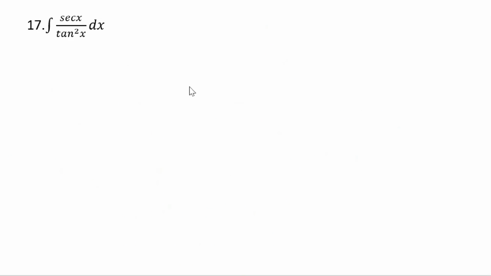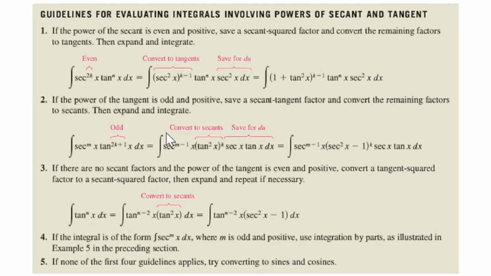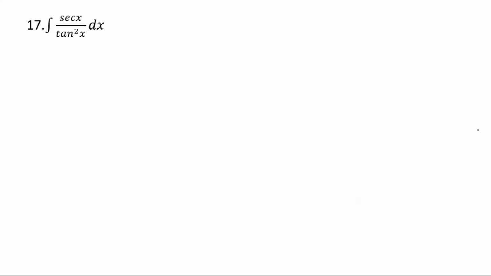Okay, this will be my last example for this topic. Number 17 is the integral of secant x over tangent squared of x dx. Since we cannot apply the first four guidelines as stated on this slide, we're going to use number 5. If none of the first four guidelines applies, then we are going to convert to sine and cosine. So let's try to convert it now.